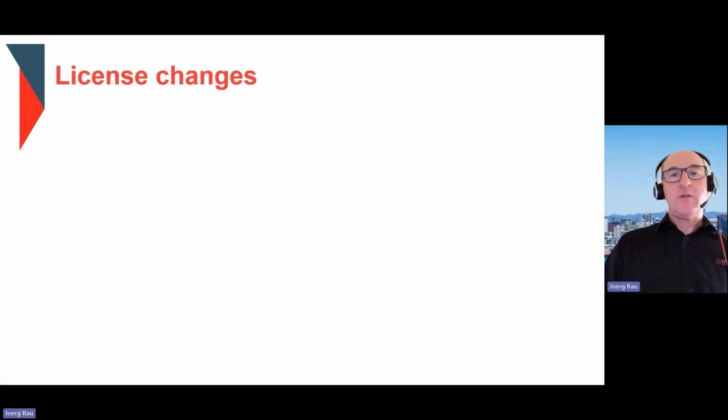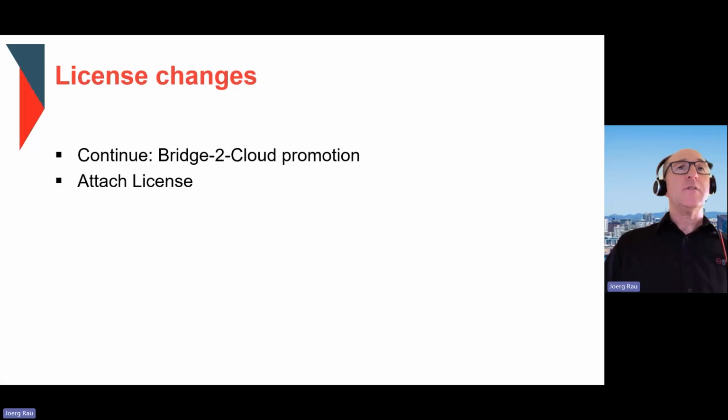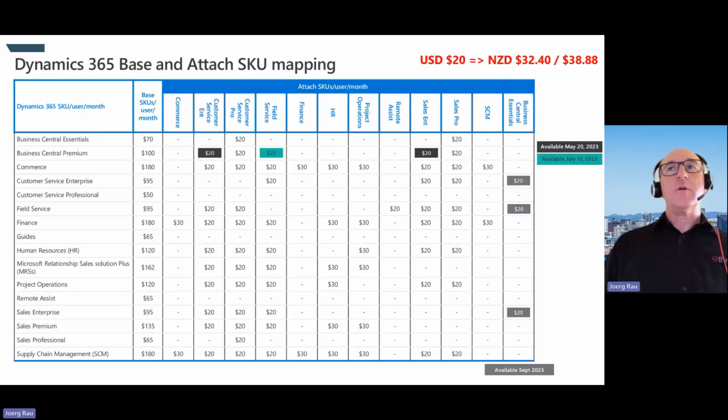So some license changes I want to mention: we still have the Bridge to Cloud promotion, which I've scrolled through a bit quicker. The attached licenses now have more options. I think this is pretty good because we can now slice and dice how we want it to be. An attached license is when you have a Business Central license or a customer engagement license. And customer engagement can be sales, customer service, field service.